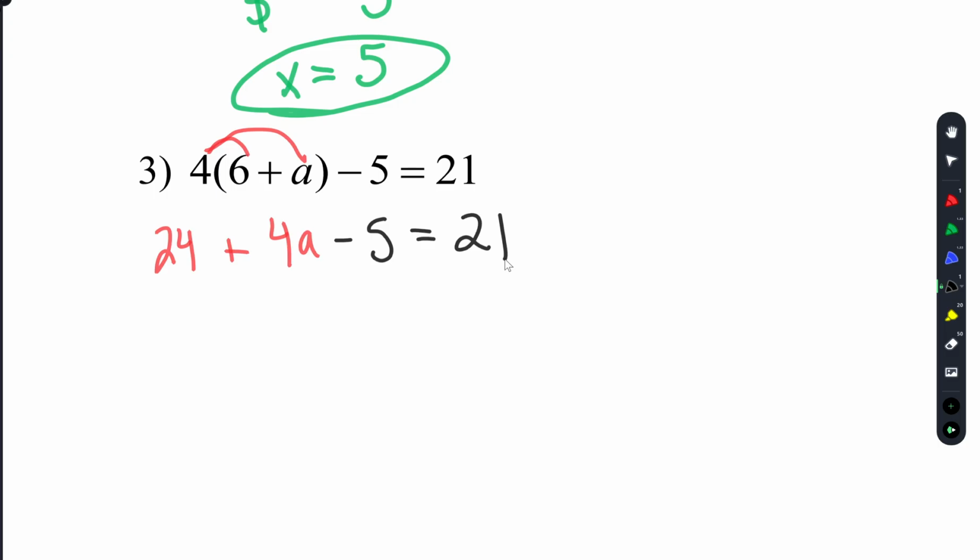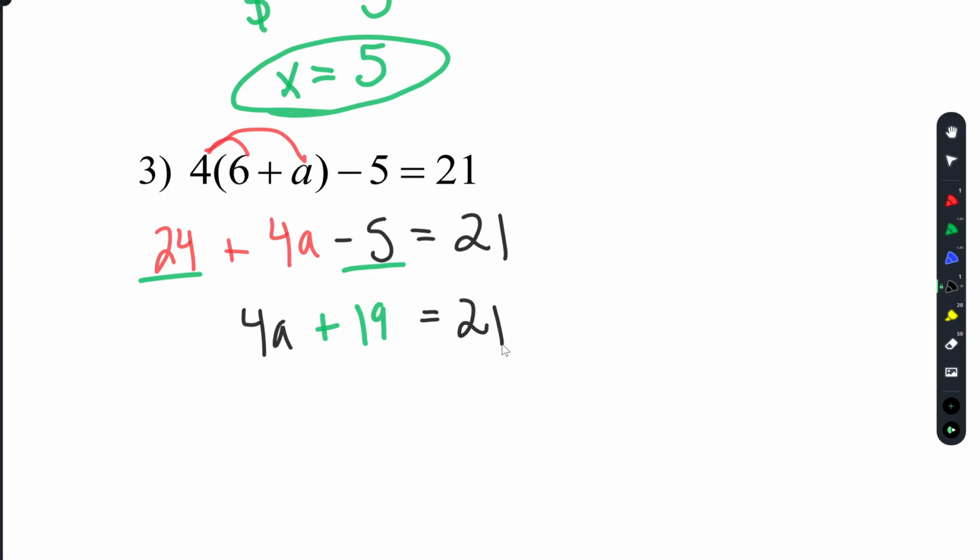Someone's going to write 29. I'm like, oh, don't do that. Okay. Make sure you combine your correct stuff. So you can put these two together, okay? So you get 4a, okay? And then 24 minus 5, right, is 19, okay? Positive 19.